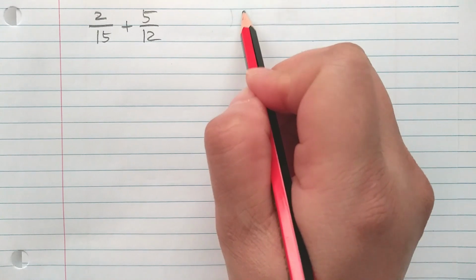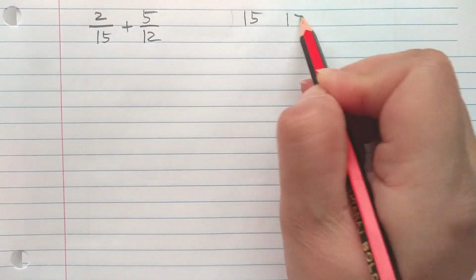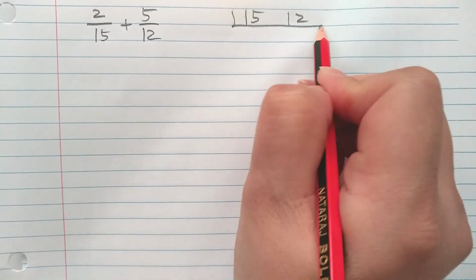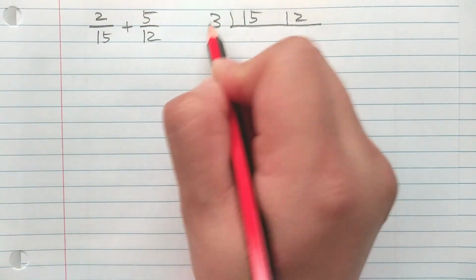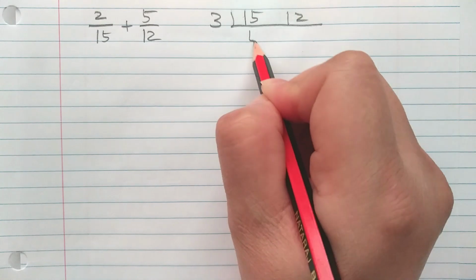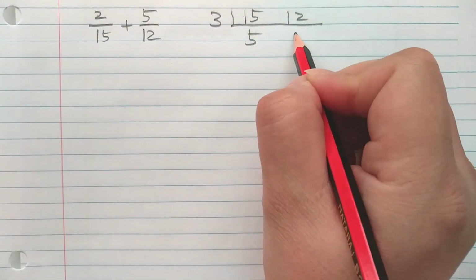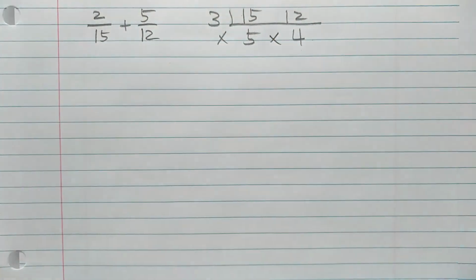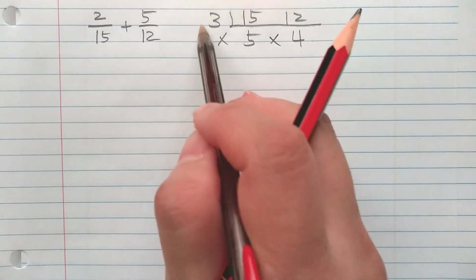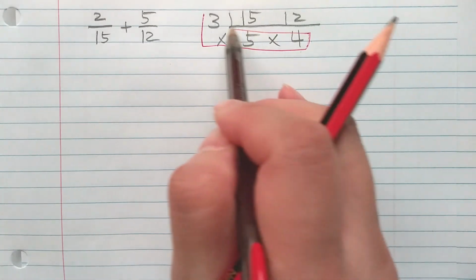Let's practice some more. Let's try upside down division. What can divide 15 and 12? 3. 3 times 5 is 15, and 3 times 4 is 12. Multiply all these numbers in L shape right here.